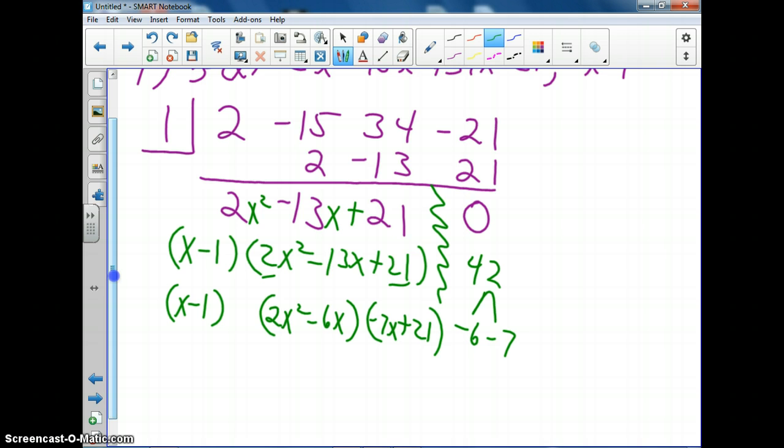Now look at the first one. What's the common factor? 2x. What's left over? X minus 3. Look at the second one. What's the common factor? Negative 7, because remember, always take out the negative. And what's left over? X minus 3. There you go. They match up. That's good.